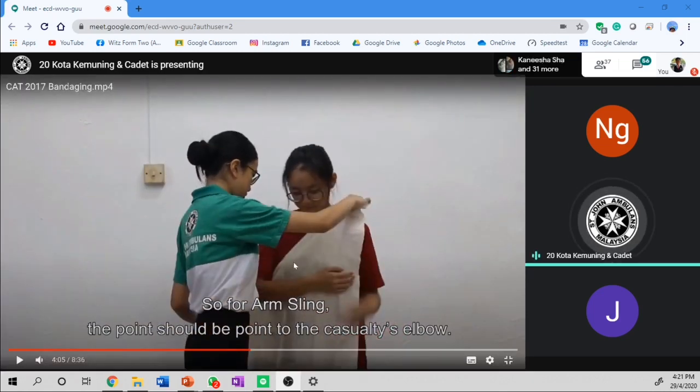So as you can see, the base is here. Basically, the base of the triangle is here, and the point is here. It's at the elbow. Okay.